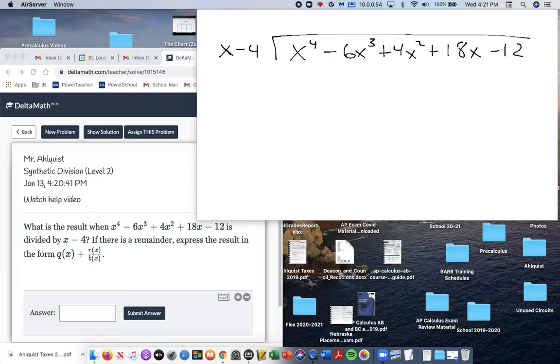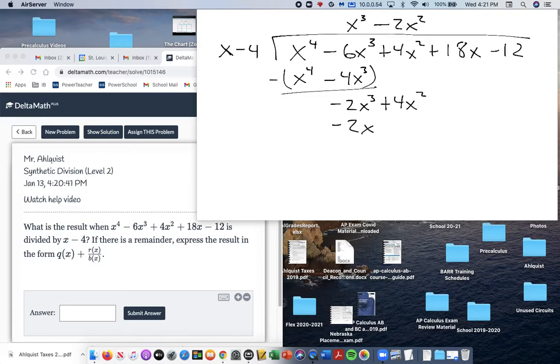First thing I'm going to do, get rid of that x to the fourth. So that's x to the third. So this is x to the fourth minus 4x cubed. Subtract. Negative 2x cubed here, plus 4x squared. I'm not even going to draw that arrow down there because I've done that so many times. You should know what that is if you watch those other videos. Multiplied by negative 2x squared. That way I get this negative 2x cubed plus 8x squared, and I'm going to subtract. That means I'm going to have negative 4x squared here plus 18x.